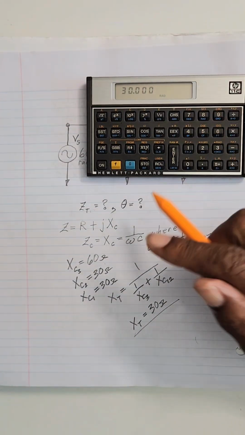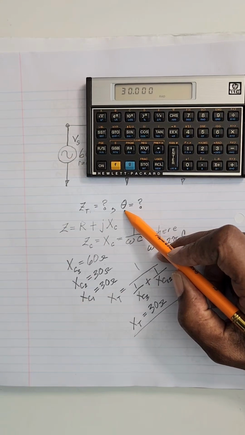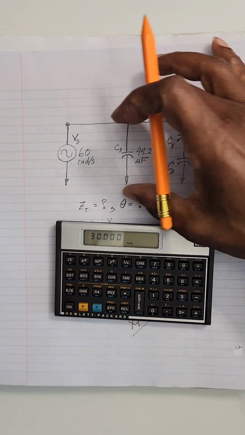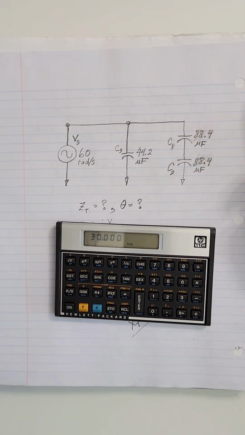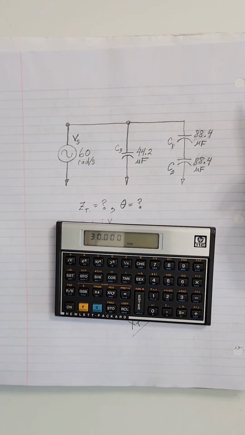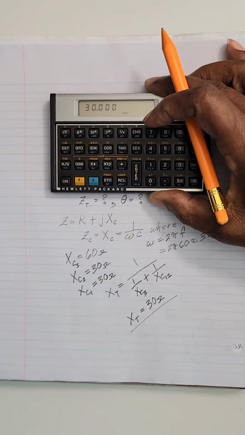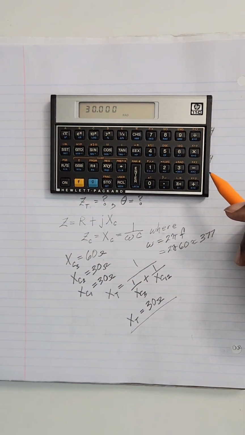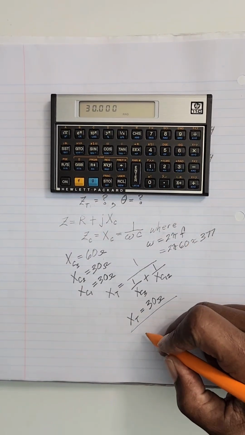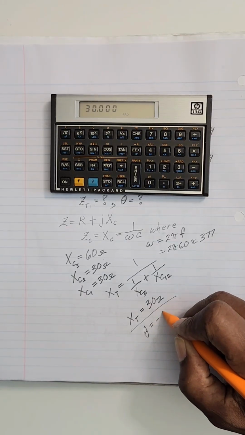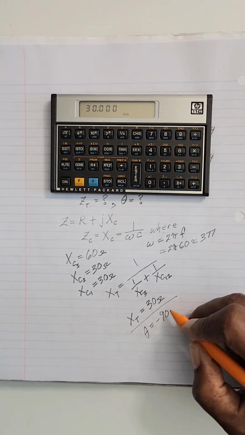What about the phase angle? Well, it's a completely capacitive circuit. So that means we're on the negative side of the J-axis. So that means the phase angle must be minus 90 degrees.